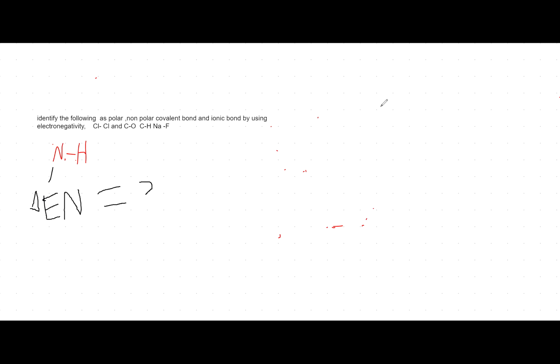I have a question. Do I put the 0.4 or just the 3? You have to give me the value of electronegativity for each element.